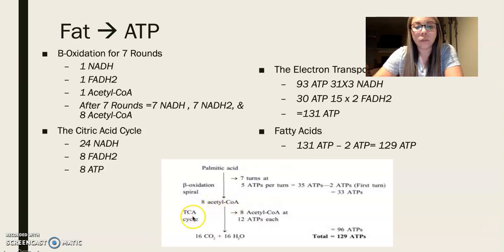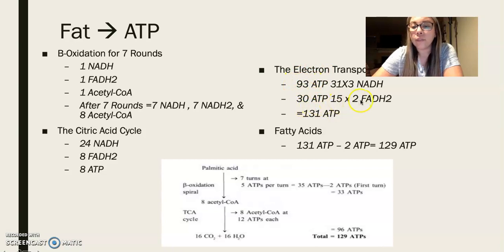So then we move to the citric acid down at the bottom where we end up with 24 NADHs, 8 FADH2s, and 8 ATP. So that shows here at the bottom as well. So the next area is going to be the electron transport chain. So we get 31 times 3 NADH, which gives us 93 ATP.